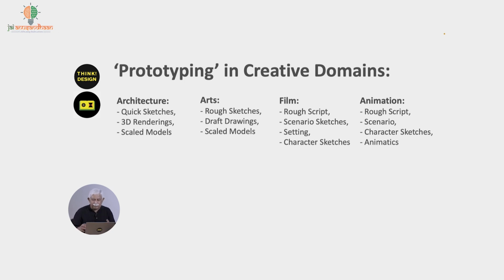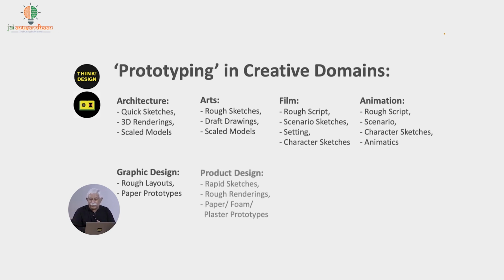So this is all a process of trying to visualize it so you can finalize what you exactly want to do. Graphic design, again you start with sketches, rough layouts. You can make paper prototypes and get a feel of what that book or poster looks like. Product design, again you start with rapid sketches, rough renderings. You can use many materials, paper, foam, plaster, wood to make these prototypes, and then you can finalize them and iterate.